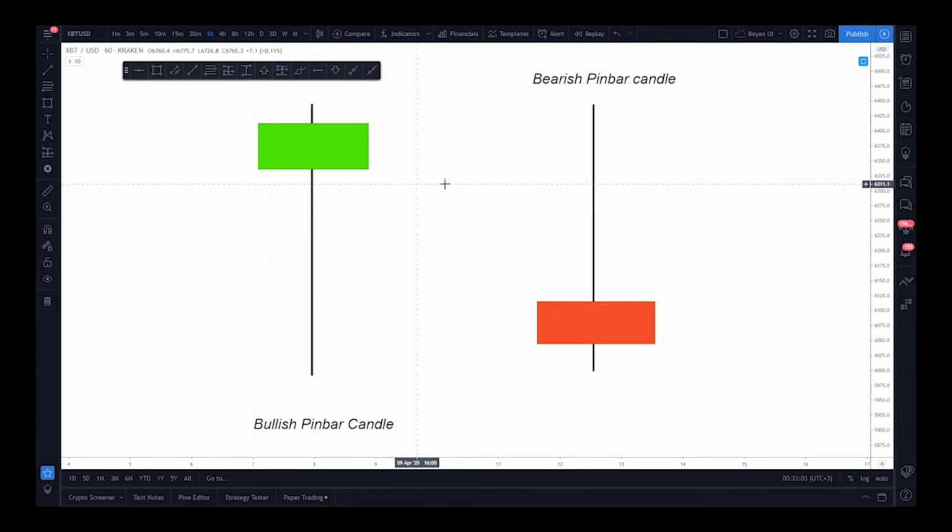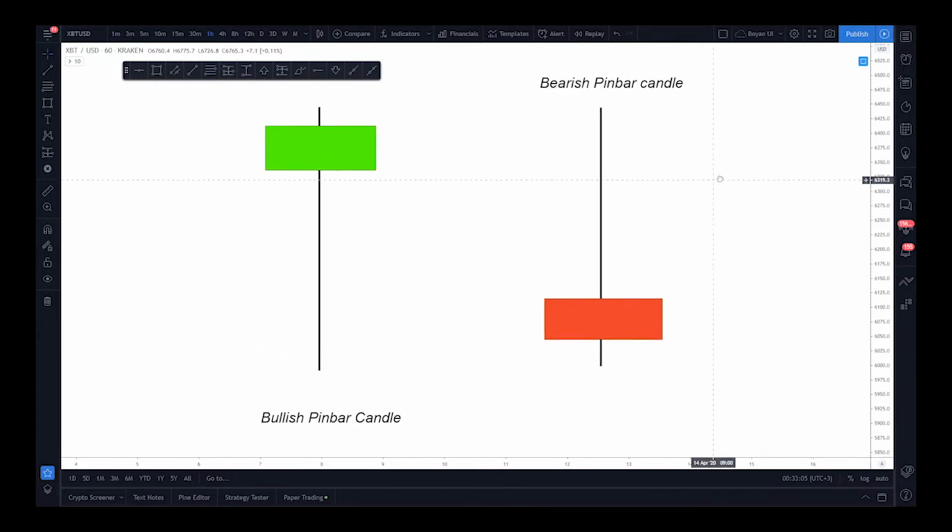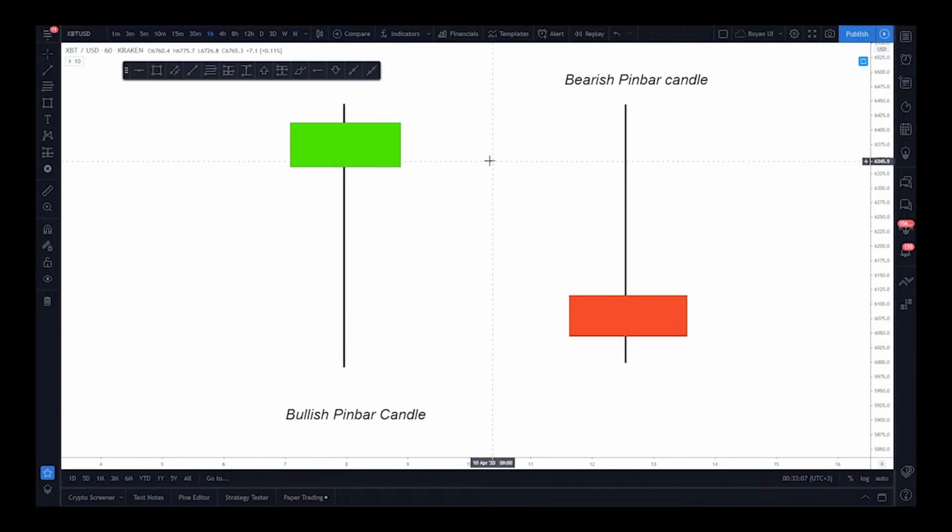In this video I'm going to explain a rather simple but very effective trading strategy. It's called the pin bar trading strategy. Let me first explain what a pin bar candle is. There are two types of pin bar candles: a bullish pin bar and a bearish pin bar.